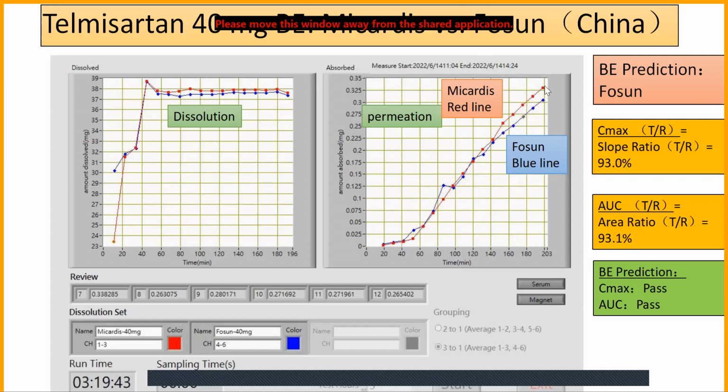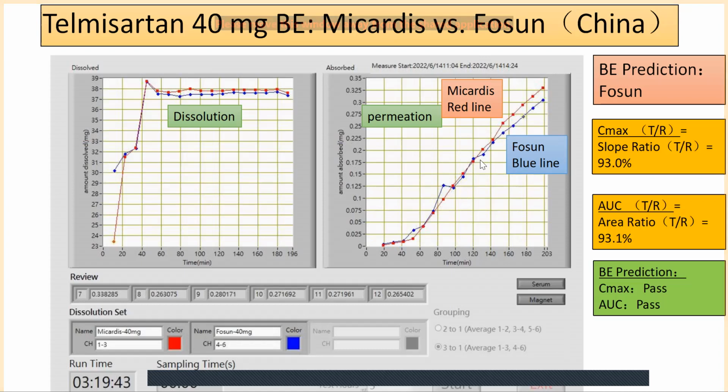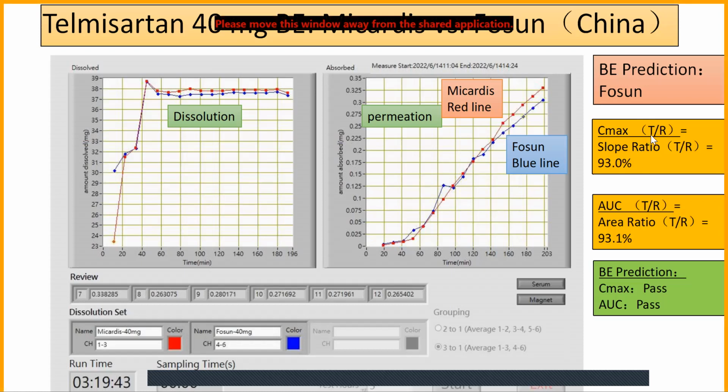So you can see all these red dots can be regressed versus the blue dots can also be regressed. Once they are done the regression, there must be a slope. So by comparison, the slope from T to R, you can get a slope ratio. And what that slope ratio really represents is a Cmax.